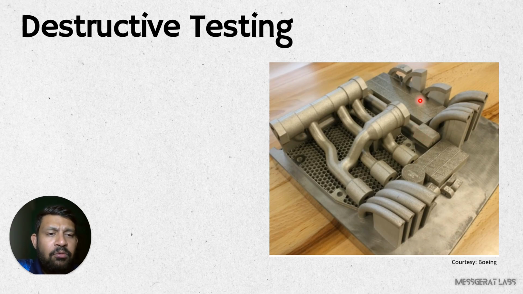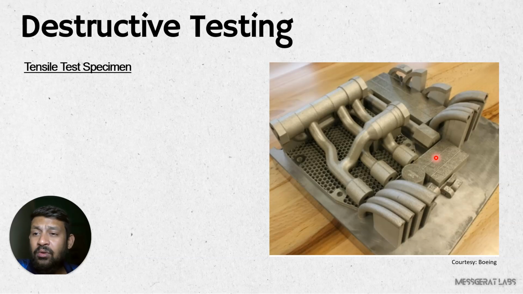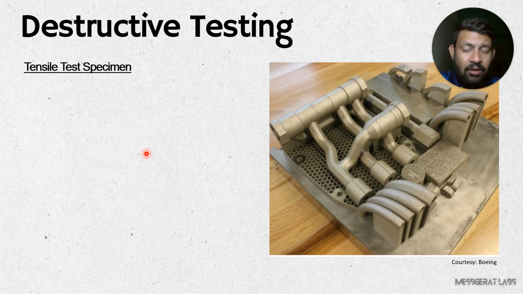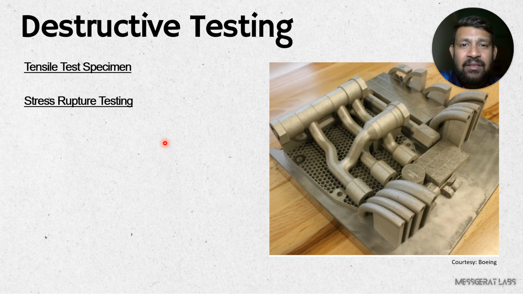Whatever testing you need to do through the destructive method, there are multiple kinds of testing, which include tensile test specimens. You can make tensile test specimens and do tensile testing on that. Then you can do stress rupture testing. Stress rupture is also done for components which have an application at high working temperature, 600 or 700 degrees Celsius, or which go under a lot of stress, and where creep is an important phenomenon that you want to test. How much is the creep strength or stress rupture strength? Then there is burst pressure testing.